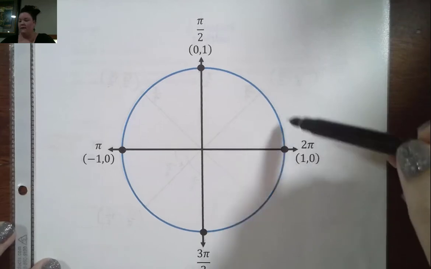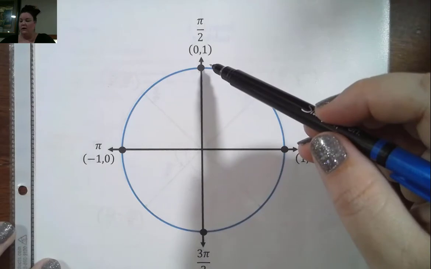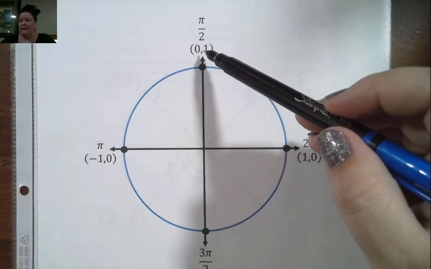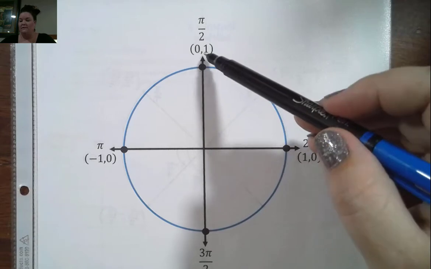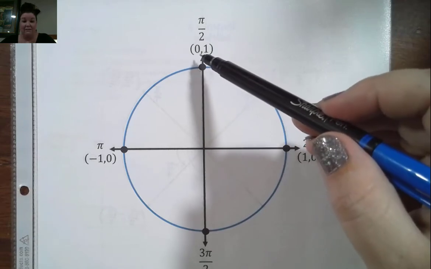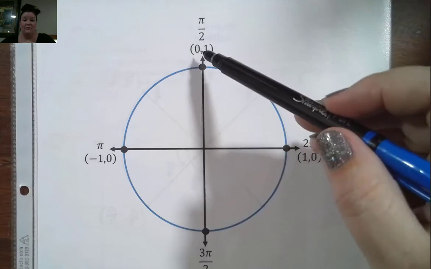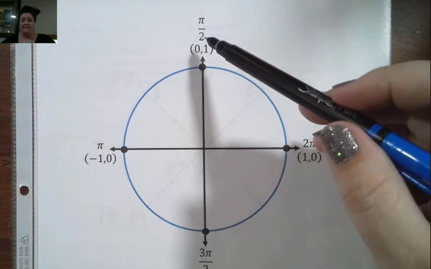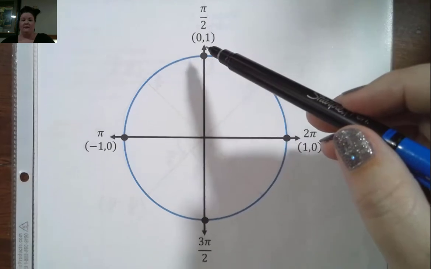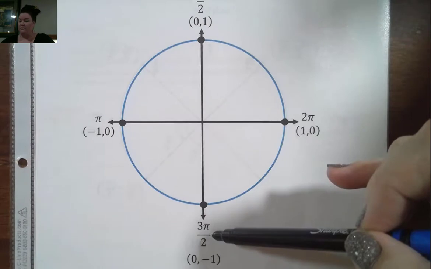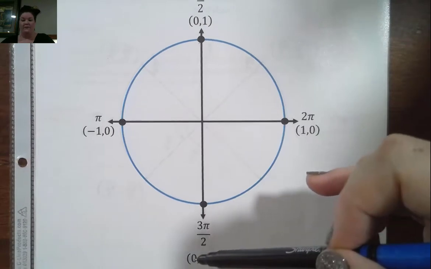But when I go up to my next quadrantal angle, which is 0, 1, if I try to divide my x and y values here, if I do y divided by x, I'm doing 1 divided by 0, which is undefined, right? I can't actually get a tangent value for pi over 2. And the same thing happens down here at 3 pi over 2, which also has an x value of 0.